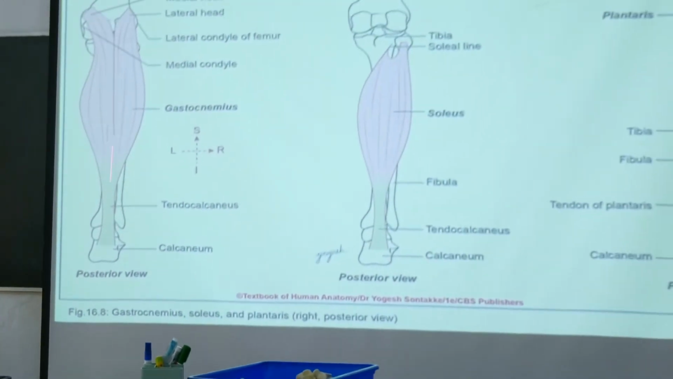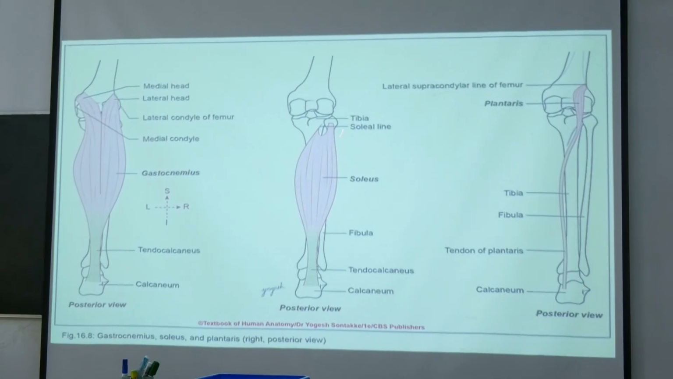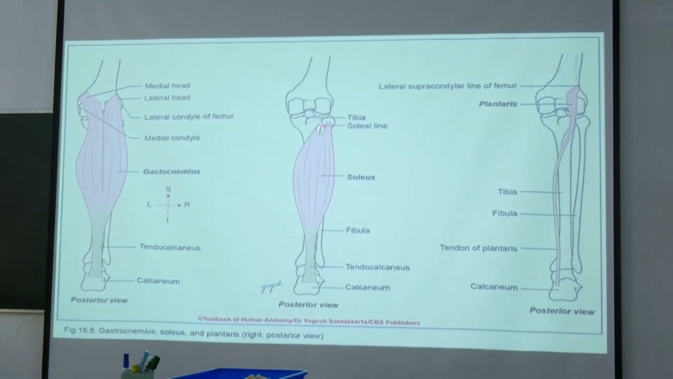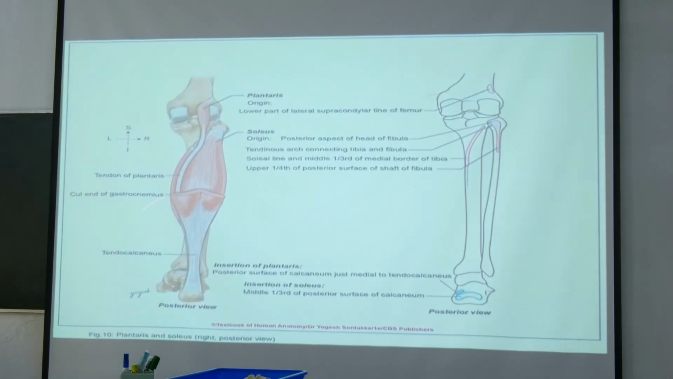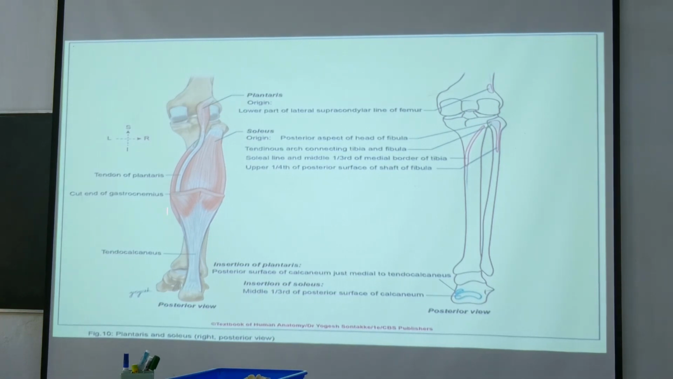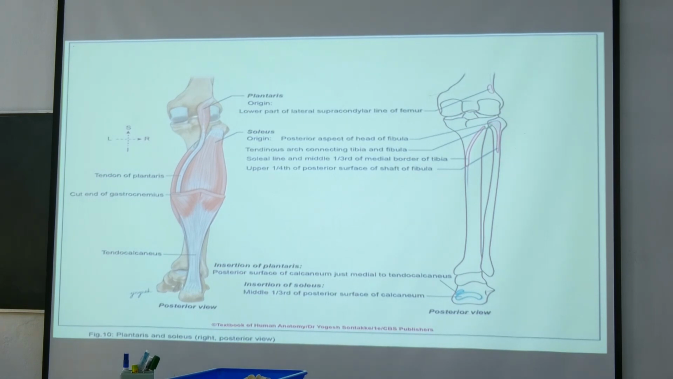Soleus, you have read, origin, insertion, nerve supply. So this is gastrocnemius, two heads forming tendocalcaneus. This is soleus, originating from the fibula and soleal line of tibia, inserting here on the calcaneum, and here is the plantaris. Okay. See here the gastrocnemius has been cut. So this is soleus, and here the plantaris has been shown. This is the origin of soleus. Insertion of tendocalcaneus and plantaris.